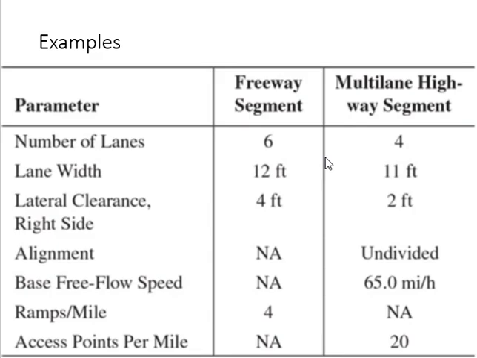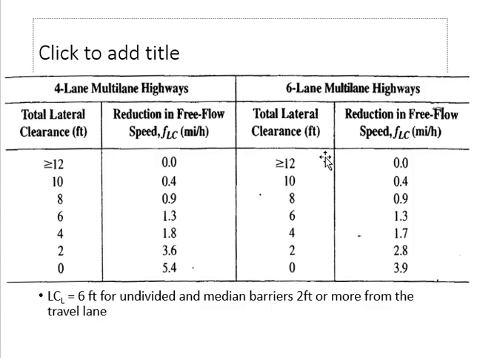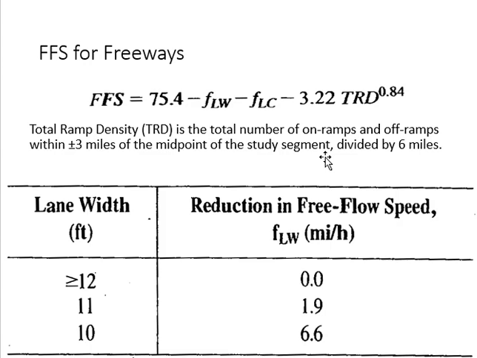Okay, we will do 2 examples here, one for freeway, the other one for multi-lane highways. Start with the freeway. Now you can see, it's a 6-lane freeway. Lane width 12 feet. Lateral clearance 4 feet, ramp density 4. Okay, I'll go to the equation of free flow speed. This is the equation for free flow speed.